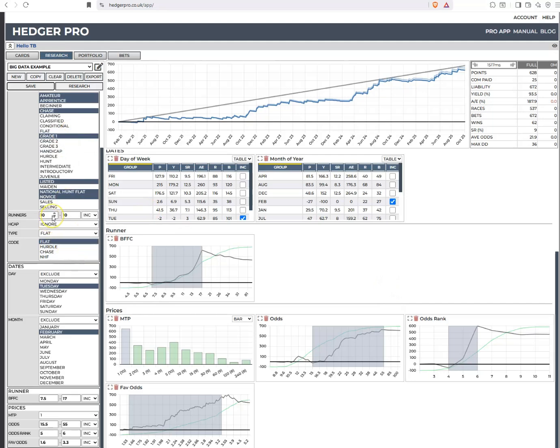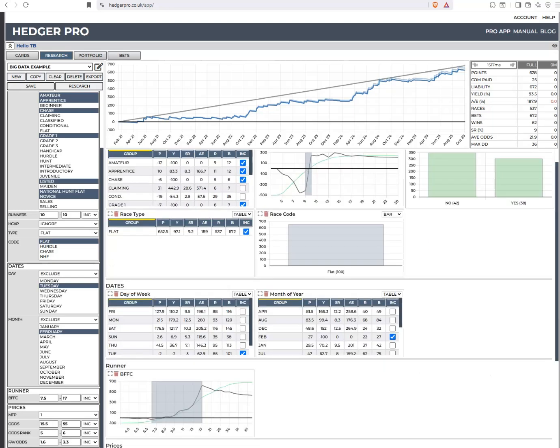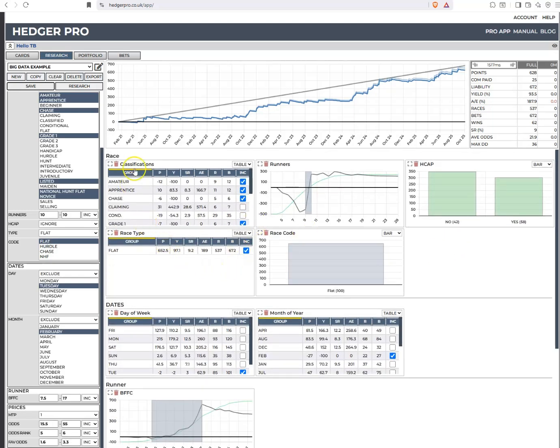Field size, just go back. Field size is really important. Favourite odds is really important. Those two elements dictate more than anything how the race prices are going to be built up. And then what you're trying to do for different field sizes is find value.